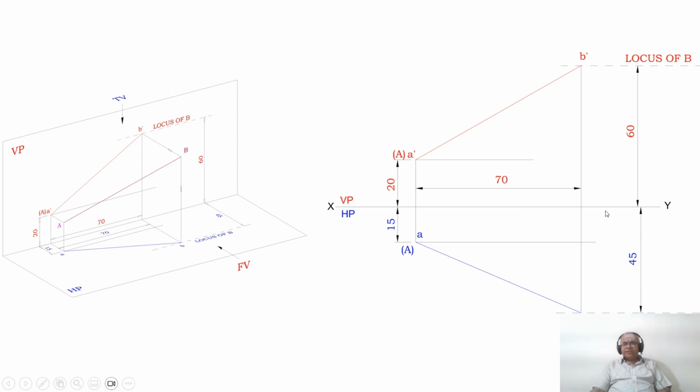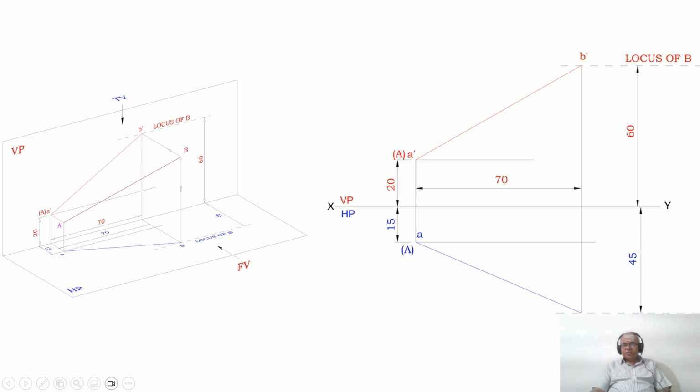Then from the XY line you measure 60 mm because it says 60 mm above the HP and 45 mm in front of VP. So from the XY line you measure 60 mm and draw a horizontal projector here. Similarly from the XY line, you take 45 mm in front of VP. In front of VP is seen in HP. Where is HP? HP is below the XY line. So from the XY line you measure 45 mm and draw a horizontal dash-dot line.